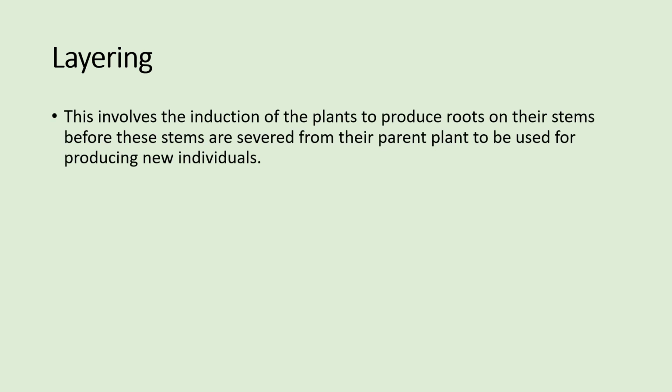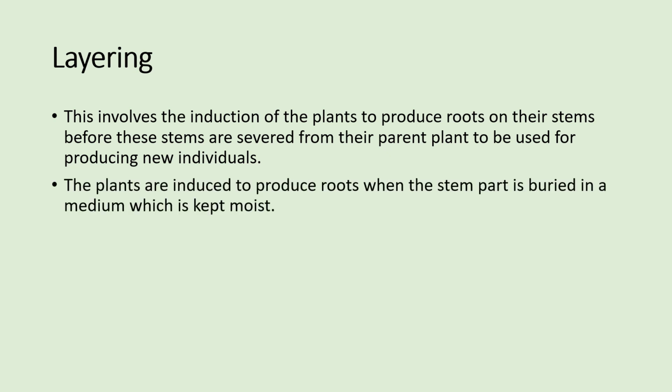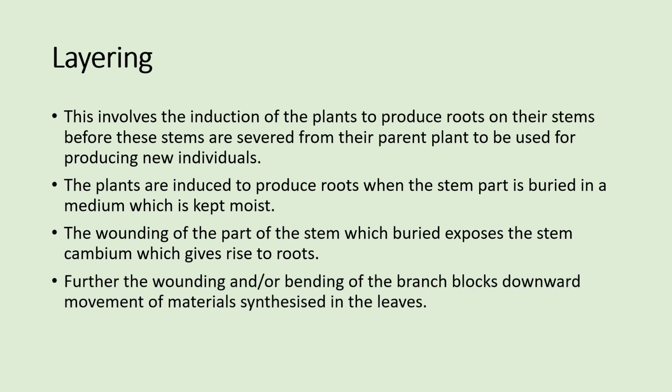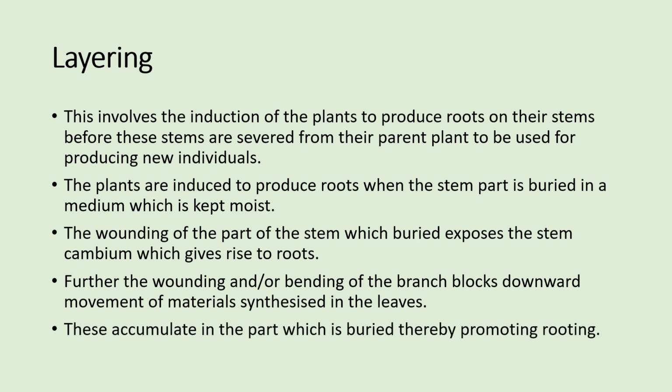Layering. This involves the induction of the plants to produce roots on their stems before these stems are severed from their parent plant to be used for producing new individuals. The plants are induced to produce roots when the stem part is buried in a medium which is kept moist. The wounding of the part of the stem which is buried exposes the stem cambium which gives rise to roots. Further, the wounding and/or bending of the branch blocks downward movement of materials synthesized in the leaves. These accumulate in the part which is buried, thereby promoting rooting.